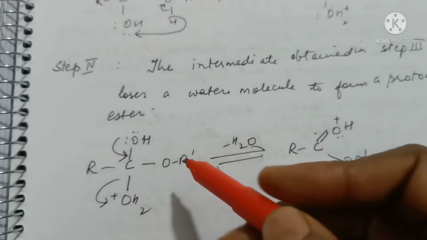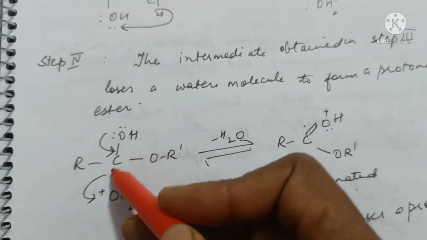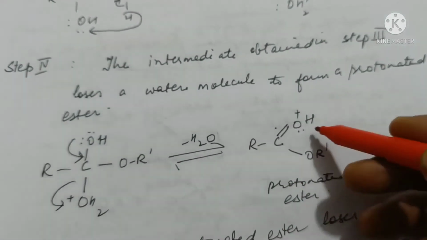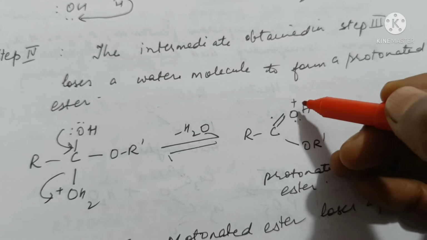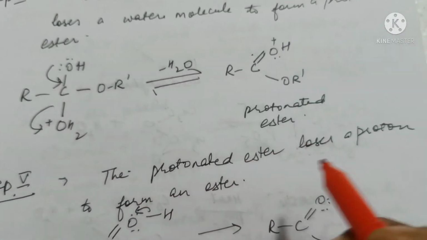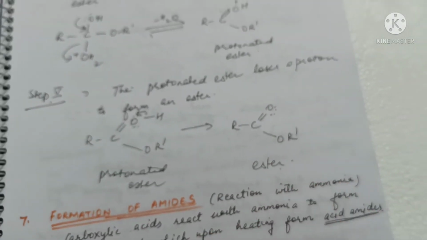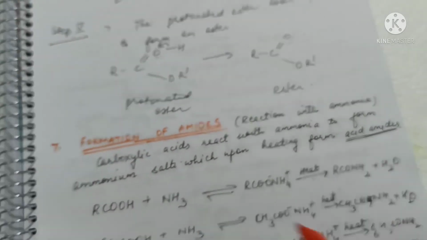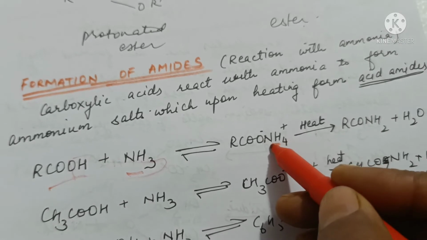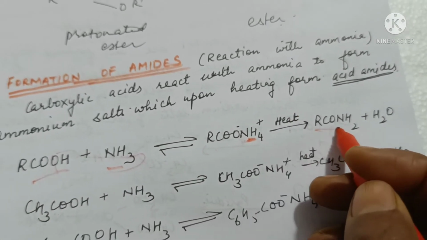In the next step, the water will move away and these electrons will come back to form R double bond OH and OR. Now this H will be removed. Last step is the protonated ester will lose this proton to form RCOOR, which is the ester. Formation of amides. First an ammonium salt is formed and then it decomposes on heating to form amide.